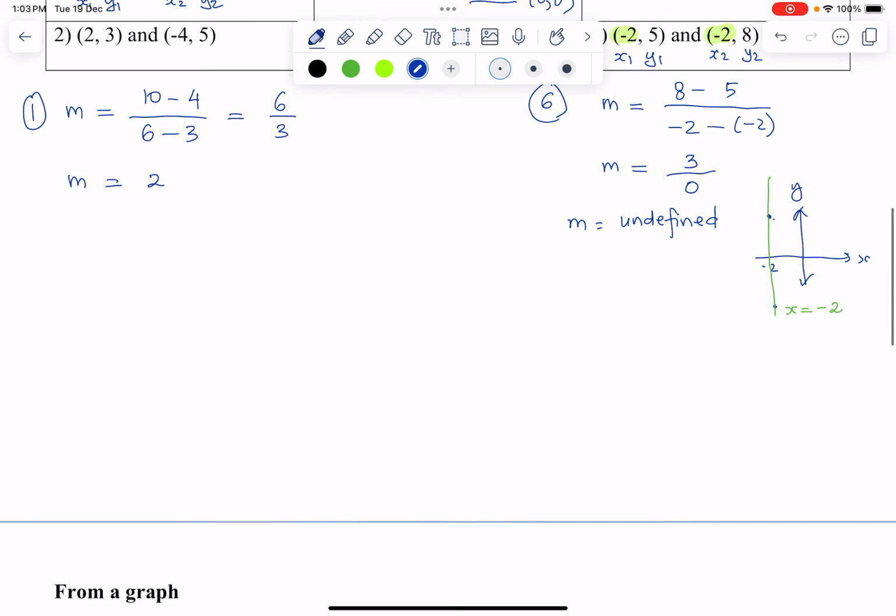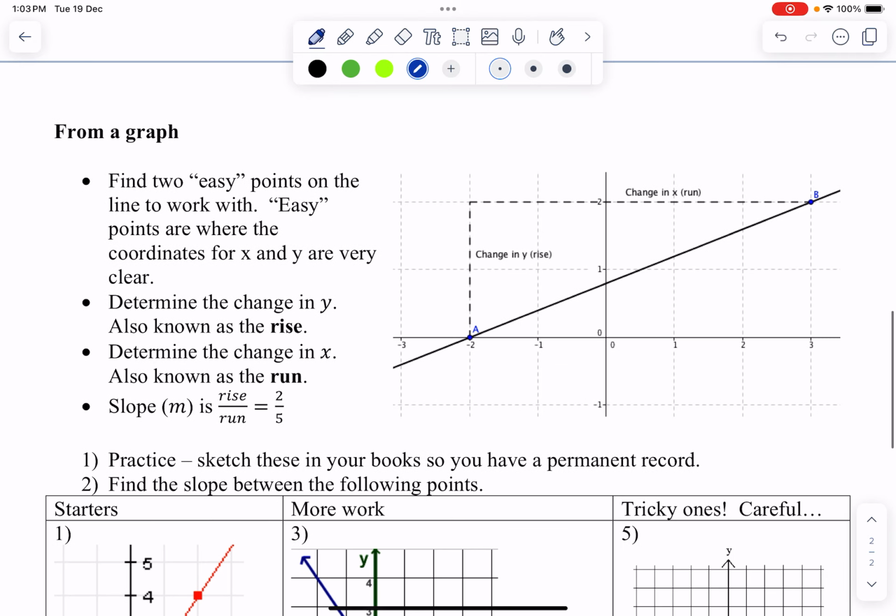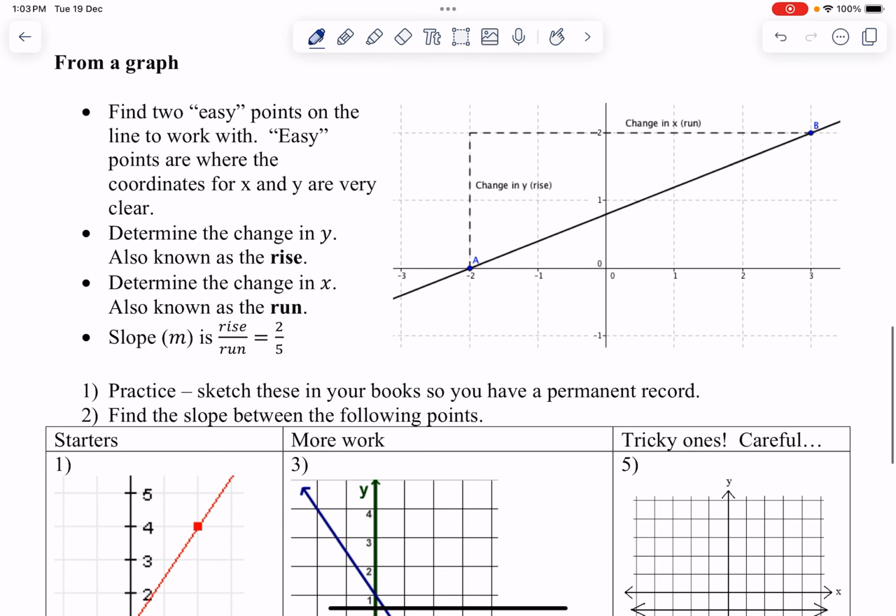Okay. So the next one is finding gradient from a graph. It's very simple. Basically, you will need to find 2 easy points. So easy meaning the coordinates is quite clear. So here, for instance, not easy point will be somewhere here, whose coordinate is not very clear, right? Somewhere in between 1 and 2 for the y-axis, then we don't want that. Okay, so the moment you have it, then you only need to find rise over run. So vertical step over horizontal step between those 2 points.